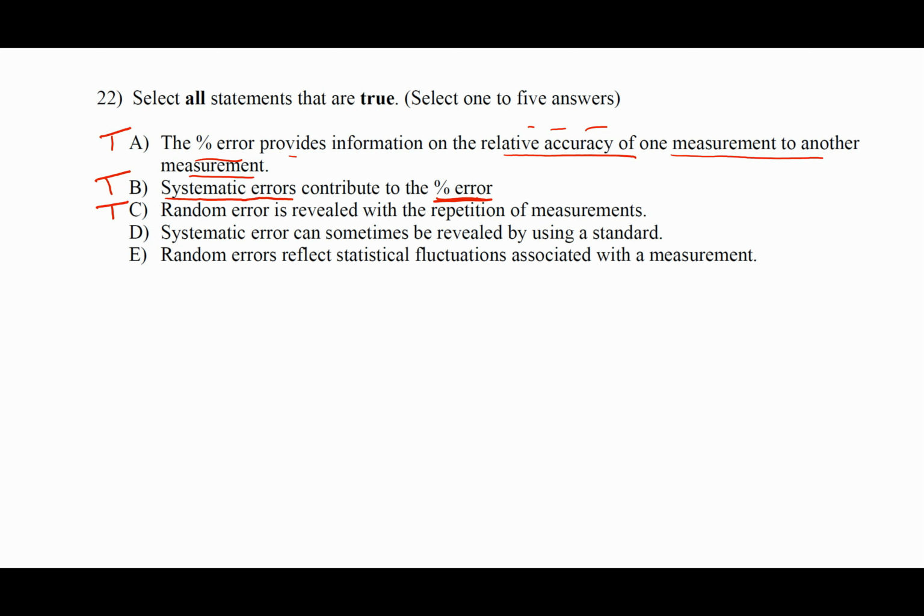Systematic error can sometimes be revealed by using a standard. Yes, right? When you have that shrunken meter ruler, it was cloth and it was shrunk, remember? You can test it with a standard. You can buy a standardized ruler and then tell that's where your problem is. So sometimes, yes, it can be revealed by using a standard. Random errors reflect statistical fluctuations associated with the measurement. Absolutely. They do reflect those statistical fluctuations with the measurement. So for 22, the answer was all of them.